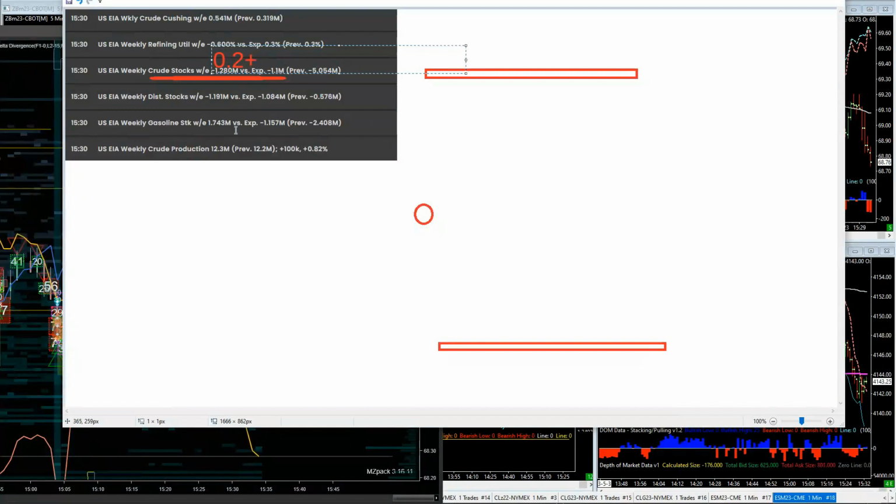The other bullish number, of course, that we get is the distillates. The distillates also drew 1.2 against 1.1. So the distillates gave us a 0.1 bullish.